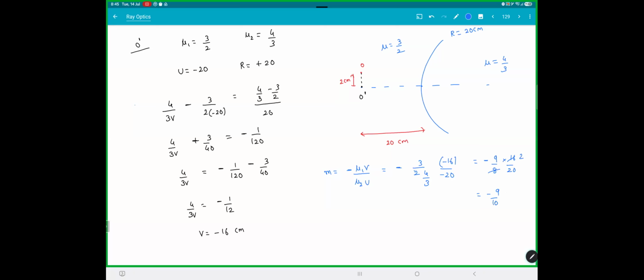Magnification is that. So height is 2. So height of the image by height of the object was minus 9 by 10. So height of the image will be minus 9 by 5 centimeters. Minus indicates it got inverted. So this image is forming 16 centimeters somewhere here and inverted somewhere here, I dash. And the height is 9 by 5. And this distance is 16 centimeters.